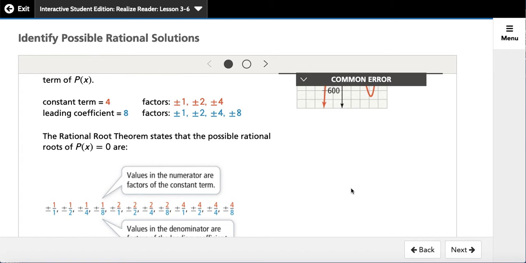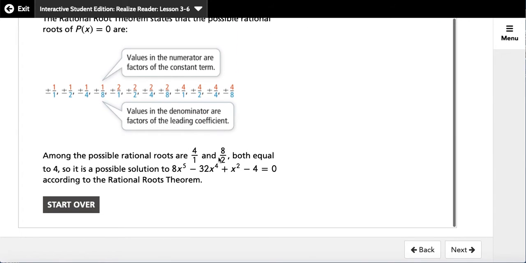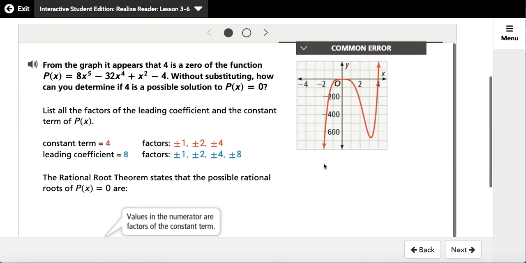List them all out. Now, they asked, is 4 a possible root? Well, yeah, 4, where is it? 4 over 1, right here. So it is a possible root to that polynomial. They miswrote 8 over 2, but 4 over 1 is a possible root. Okay?